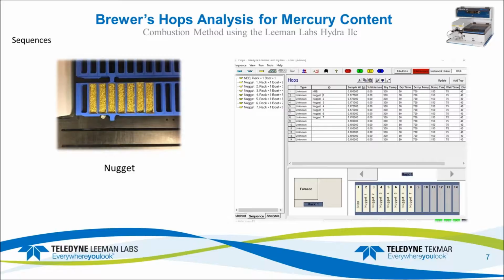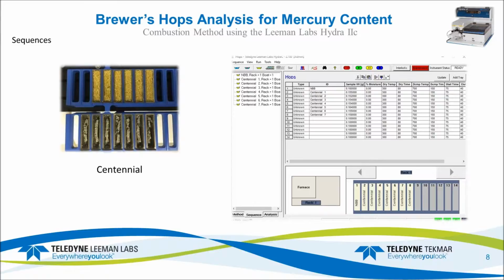I did the Nugget first. I did 7 reps to develop some plus and minus references later on. After the Nugget, you can see that I didn't quite get back to the instrument to take a snapshot quick enough, and the first sample of the Centennial hops had already gone into the oven.